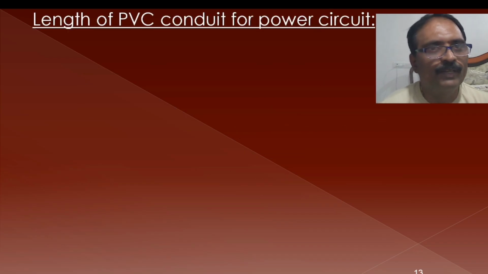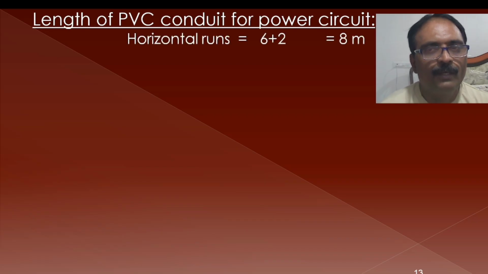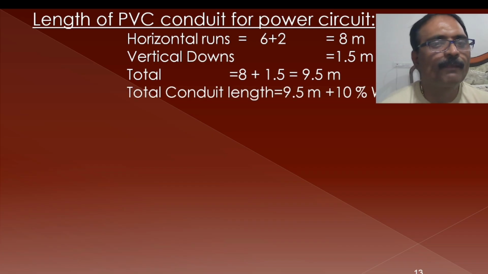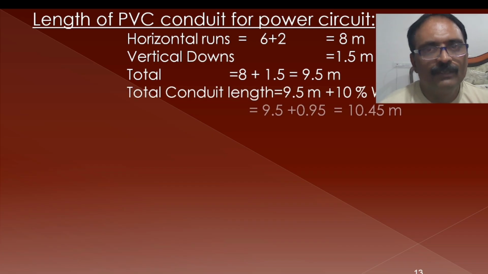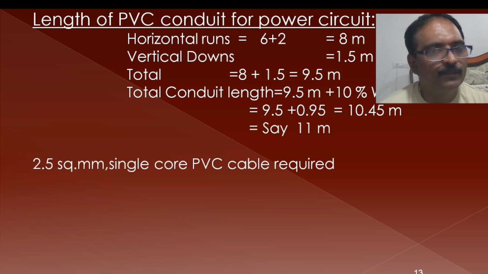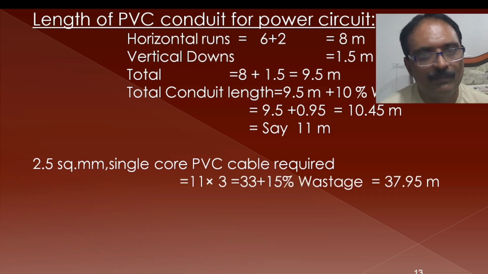Now we have already considered the PVC conduit for the power circuit also. Horizontal runs 8 meters and vertical down 1.5 meters. Total will be 9.5 meters. And if you consider 10% wastage, we are going to have 10.45 or approximately 11 meters. So let us find out the length of the 2.5 square mm PVC cable. Already we have seen that it is 3 times the length of the conduit. So 11 multiplied by 3 is 33, plus 15% wastage, that will come around 37.95. So you can take it as 38 meters.